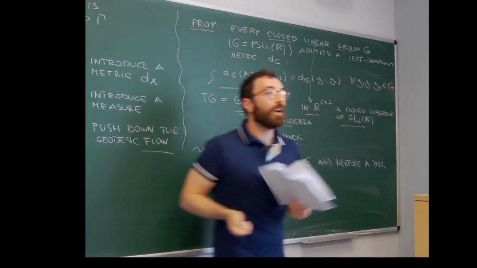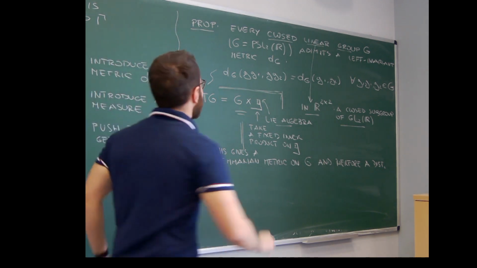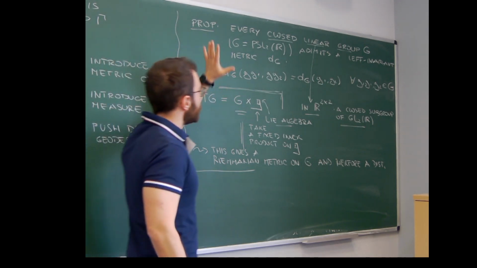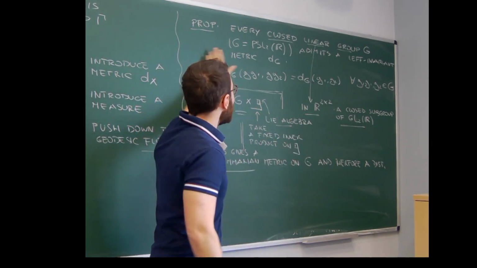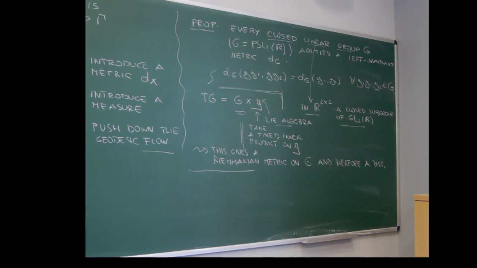By having a Riemannian metric, you can define the distance as the inf of the lengths of all curves that connect two points. Okay, all good. I won't go into this. For you, it's enough to know that there exists a left invariant metric, a metric on G with this property. So if we have a metric on G with that property, then we can just push it down.